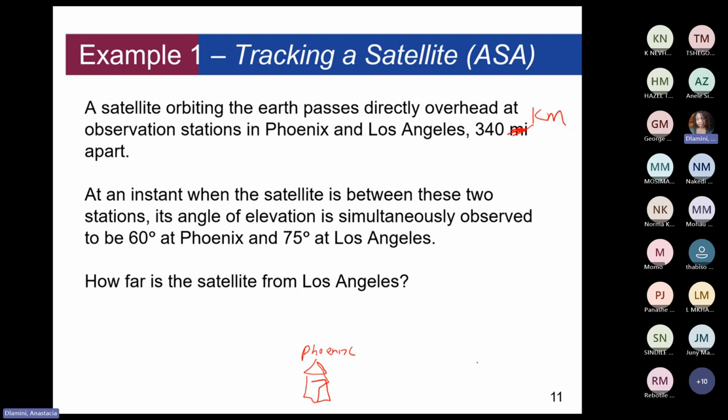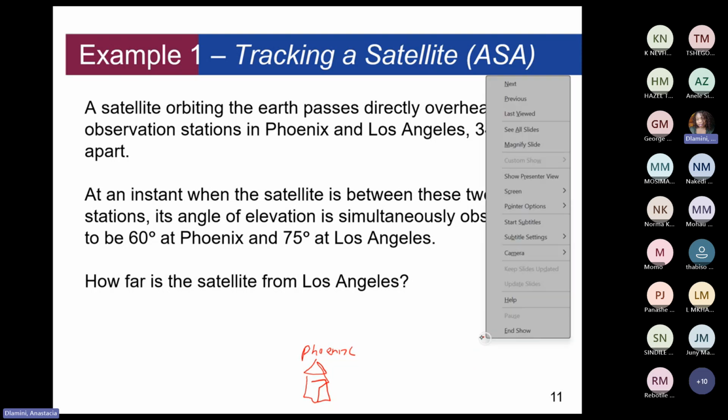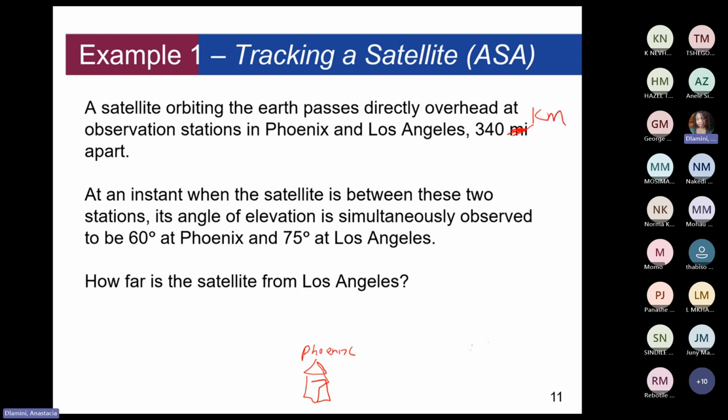And then there's Los Angeles. Guys, when you analyze these things, let them be as real as possible to you. So this is an observation station. There are people in there observing. So this is LA. So what are they saying? The distance between them is 340 kilometers. So from here to here is 340 kilometers.